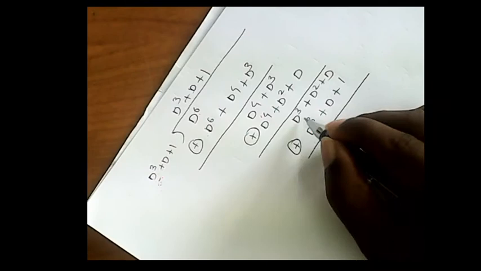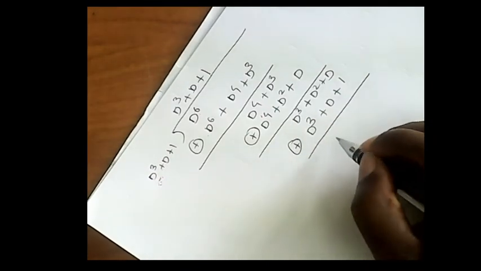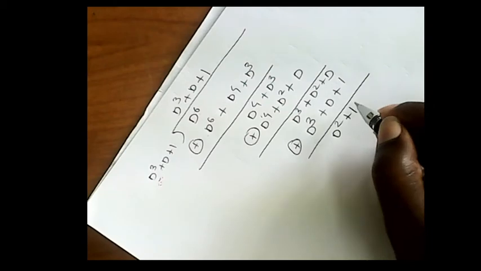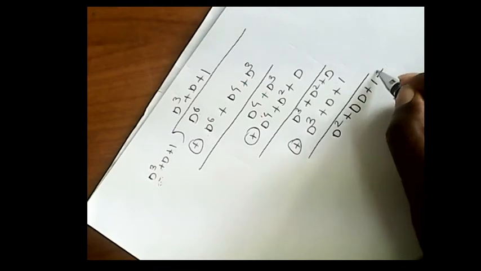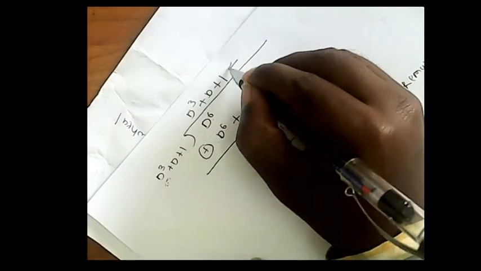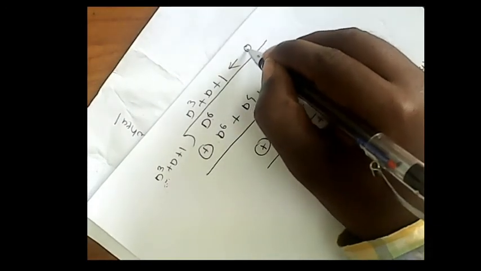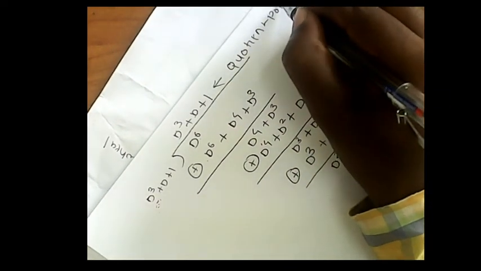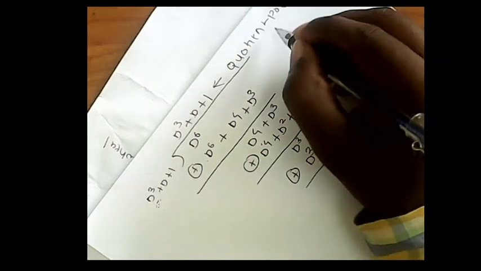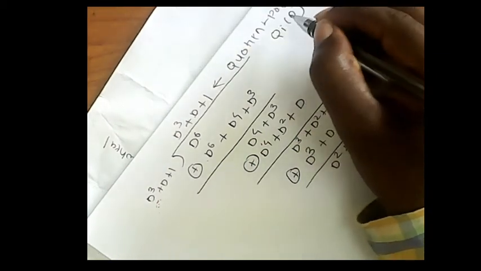By arithmetic modulo 2 operation, we get d square plus 1, 0d into 1. So this is your remainder polynomial, and this is your quotient polynomial. That is q of d, and this is r of d.